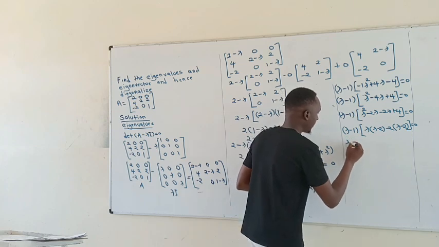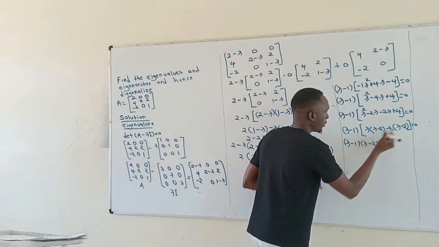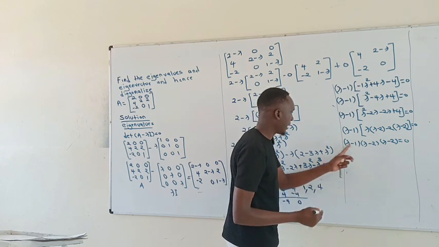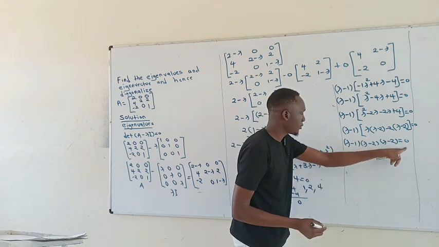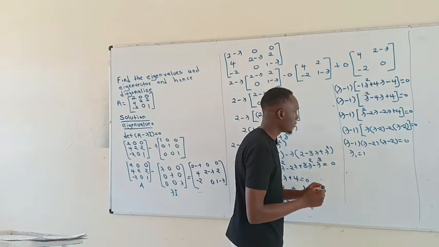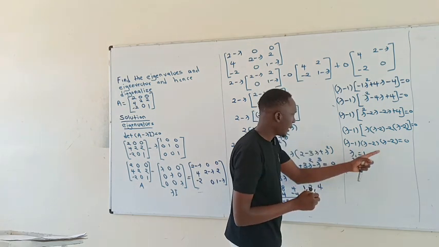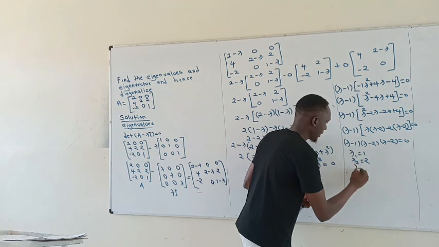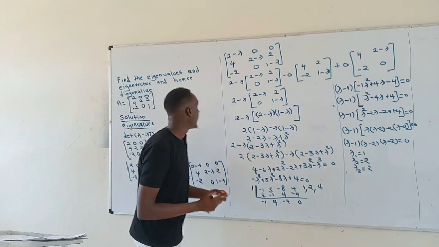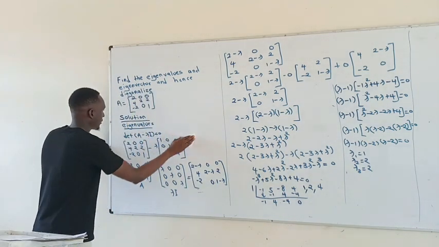So we have lambda minus 1, lambda minus 2, lambda minus 2 is equal to 0. Now we realize lambda minus 1 is equal to 0, meaning lambda 1 is equal to 1. Lambda minus 2 is equal to 0, meaning lambda 2 is equal to 2. And lambda minus 2 is also equal to 0, meaning lambda 3 is equal to 2. These are our eigenvalues for A. Let's go ahead and find the eigenvectors.